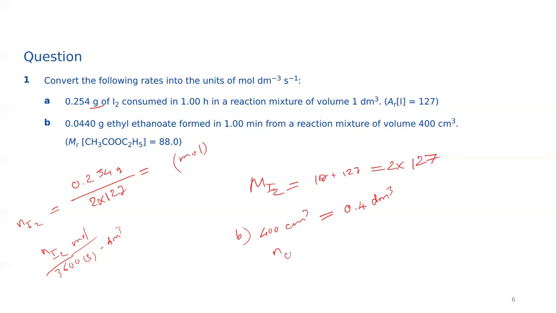Mole of CH3COO equals 0.044 and divide by that one, 88. So you have the mole, and then you calculate the rate. It means you have the mole, you divide by 1 minute. It means 60 seconds. And here for 0.4.